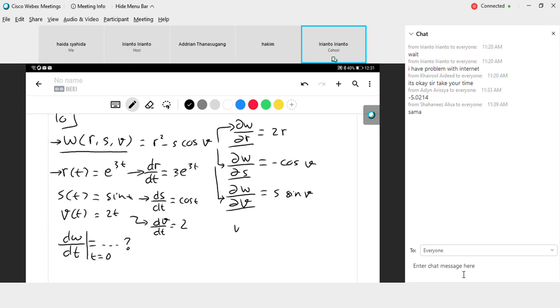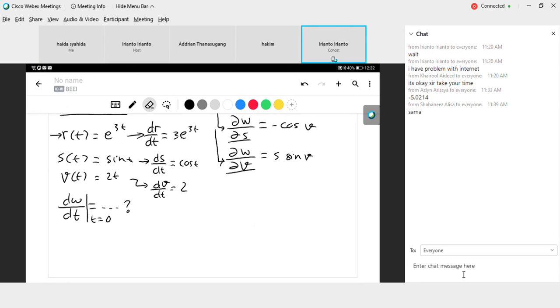For W, if you want to write W prime, it's not appropriate. It will be better if you write Wx or Wy or Wz. Can we write W prime? Yes, but not appropriate. For R, yes, we can write R prime, S prime, V prime, no problem. Notation is very important. If you can read notation, it is simple for you to take your PhD or master's degree if you want to continue.